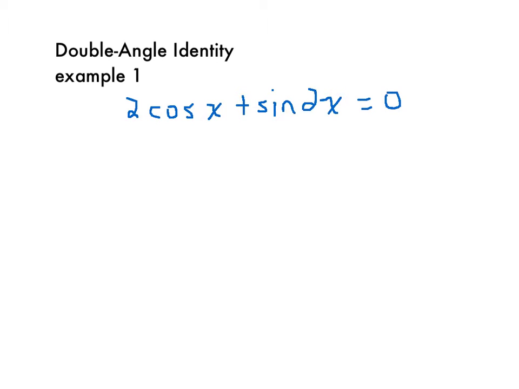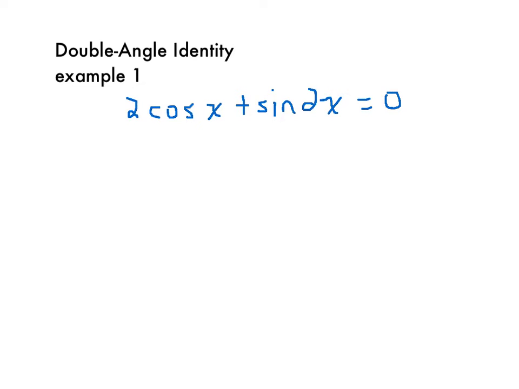We're working with double angle identities, and we're going to have our first example here where I'm going to solve this particular equation. The equation is 2 cosine of x plus the sine of 2x equals 0. I need to use my double angle formulas here to manipulate this equation until I'm able to come up with some kind of a solution. Solutions we're going to be looking for here are going to be between 0 and 2 pi.